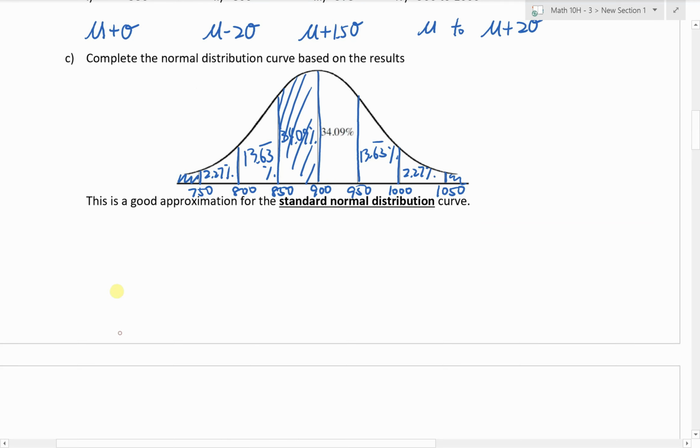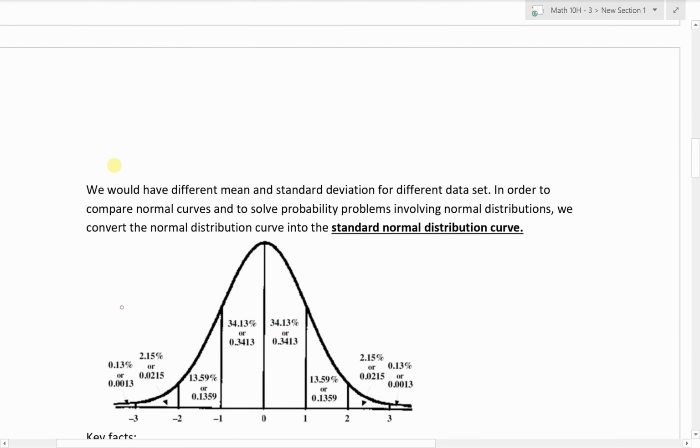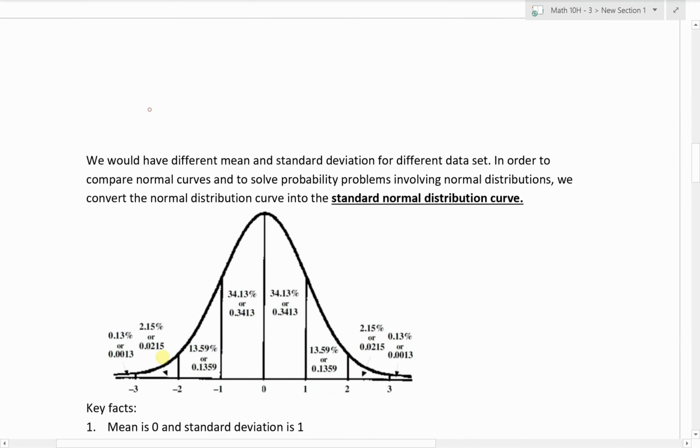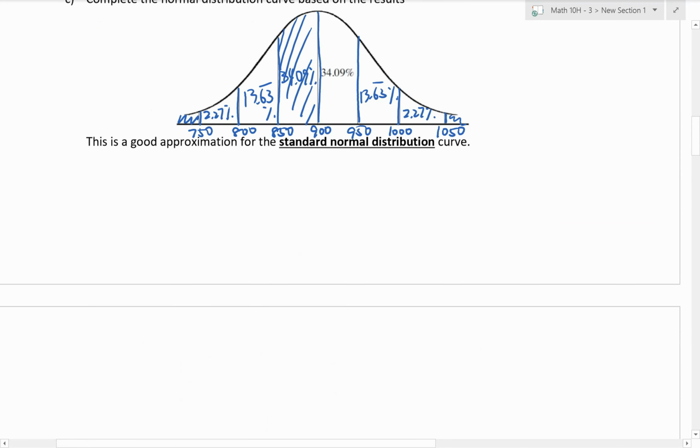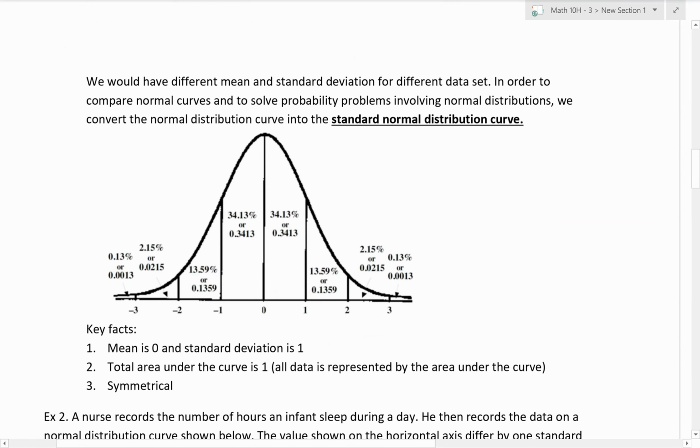But then again, every single time we have a different situation, the mean and the standard deviation are going to change. So we can convert into a standard normal distribution curve, like this one here, where you can see the mean is at 0 and the standard deviation is 1. When you're 2 standard deviations away, it's at 2, and so on.